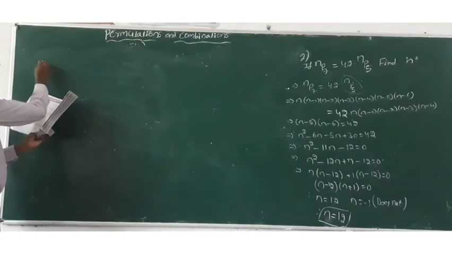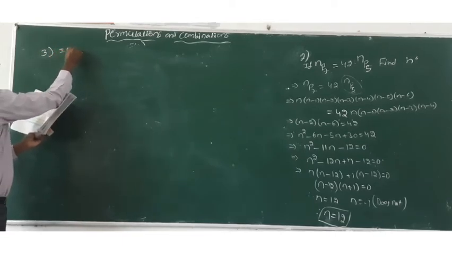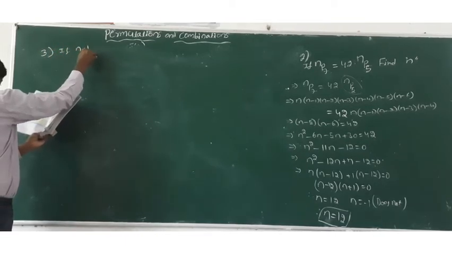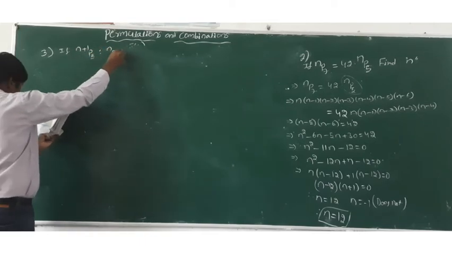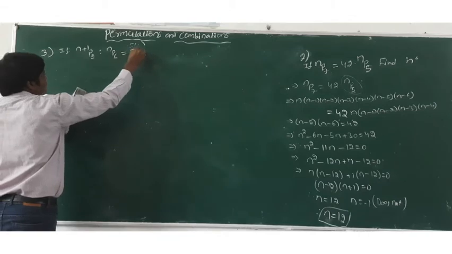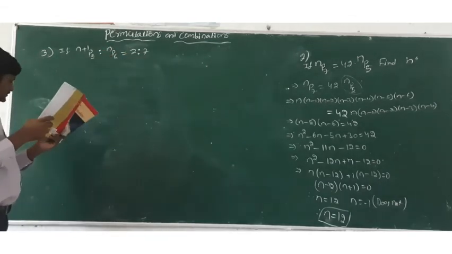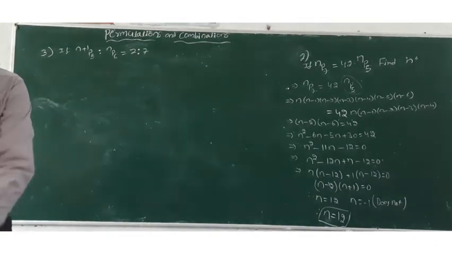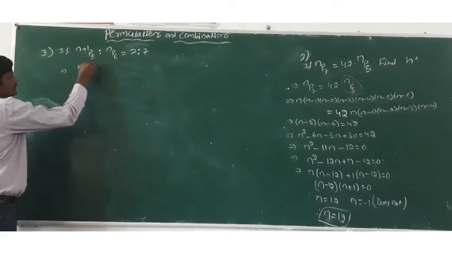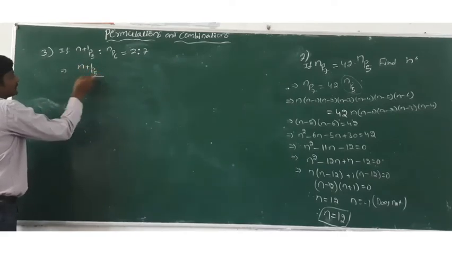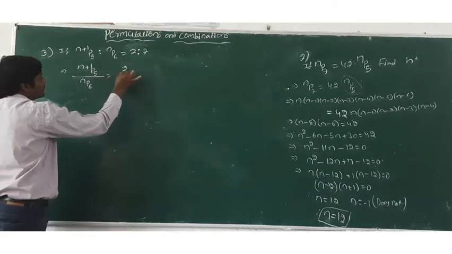Next problem is the third problem. If n plus 1 P5 is to nP6 is equal to 2 is to 7, the same problem as before: n plus 1 P5 by nP6 is equal to 2 by 7.